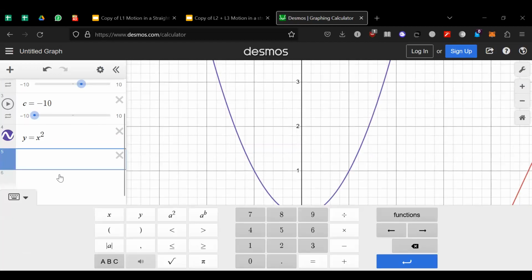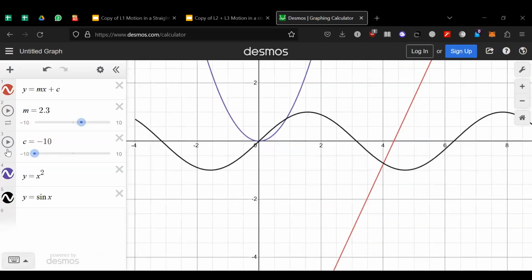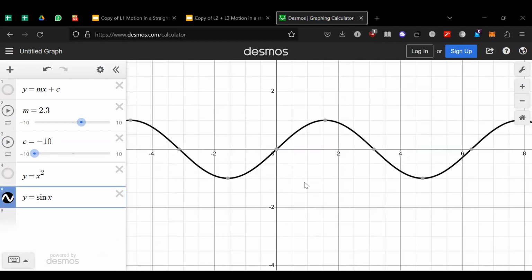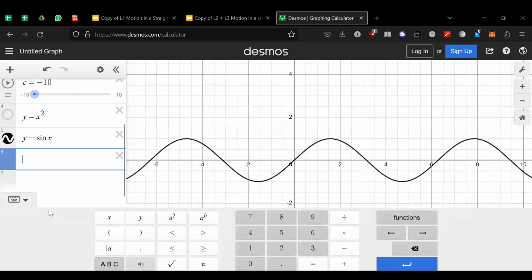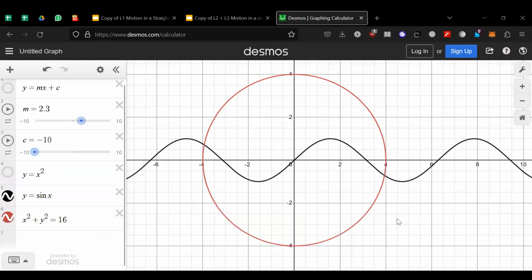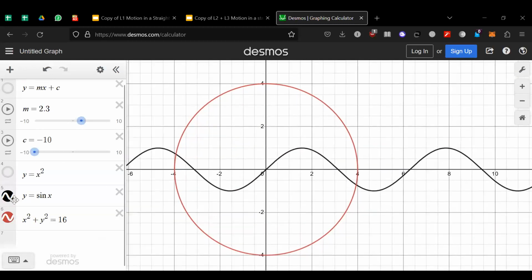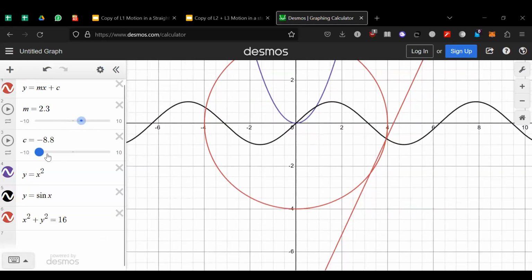Okay, you can write anything. What about y equals to sine x? What does it represent? It represents like a wavy little thing. Okay, if I remove this too, do you see what this y equals to sine x represents? It's like a wave like thing that it represents. Okay, what does x square plus y square is equals to 16 represent? Guys, what does it represent? It represents a circle. You can see the red one represents a circle. Okay, y equals to mx plus c represents a straight line.